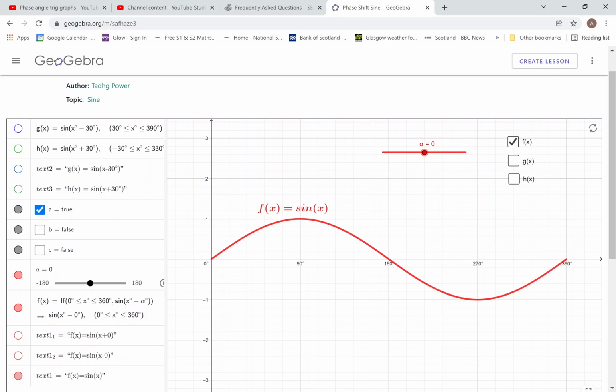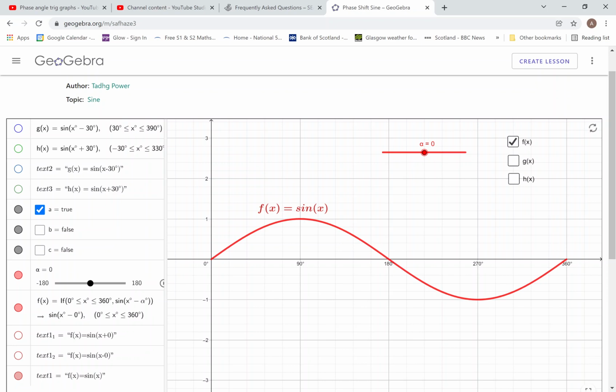Today I've made a couple of videos to talk about this next part of trig graphs, and it's talking about what's called a phase angle. Before I go to the notes, I wanted to show you the GeoGebra program, where you can manipulate this kind of angle to show you what it looks like.